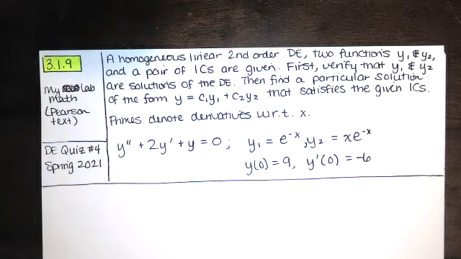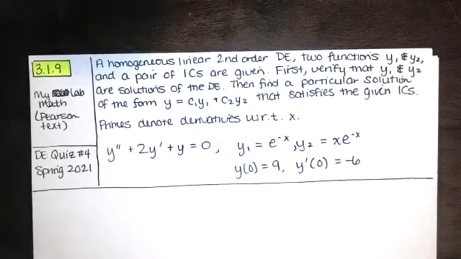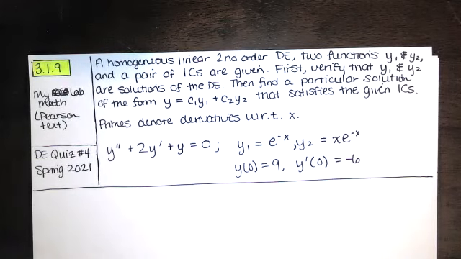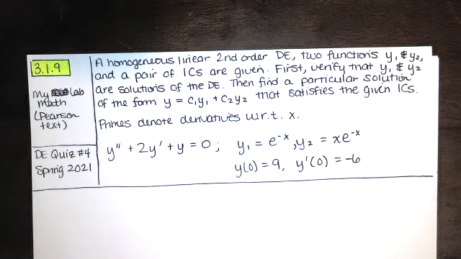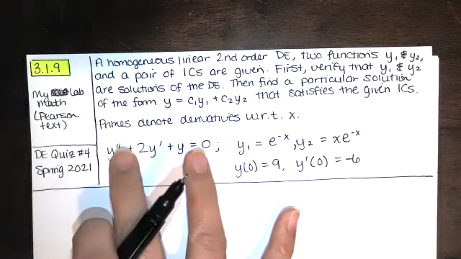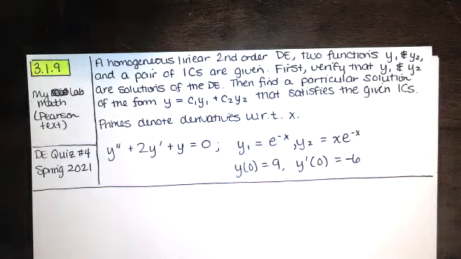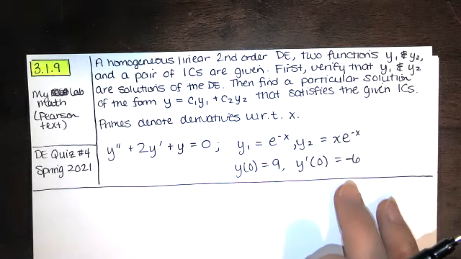Here's the problem statement. This says a homogeneous linear second order differential equation, two functions y1 and y2, and a pair of initial conditions are given. First, verify that y1 and y2 are solutions of the differential equation. Then find a particular solution of the form y equals c1 y1 plus c2 y2 that satisfies the given initial conditions. Primes denote derivatives with respect to x. So we've got our differential equation, we've got a y1 and a y2, and we've got these two initial conditions.